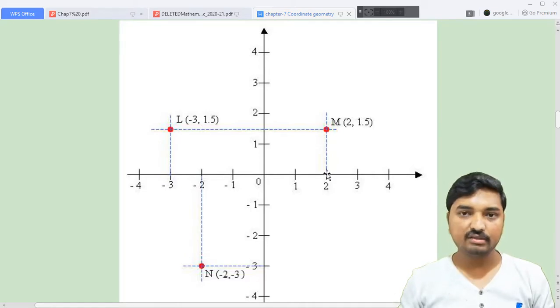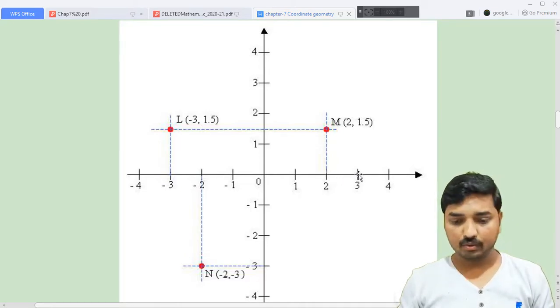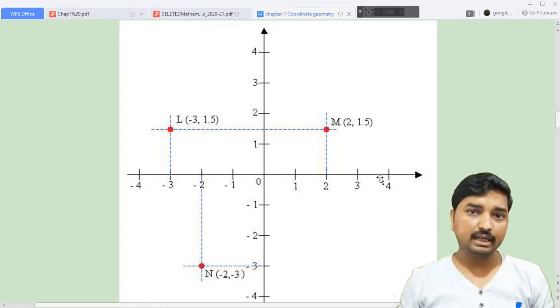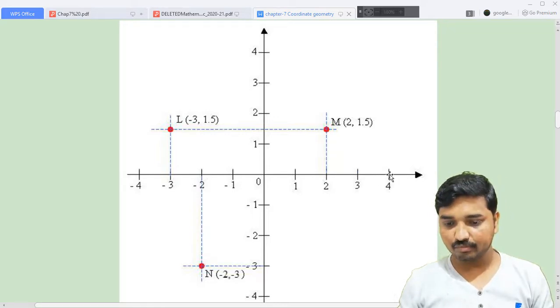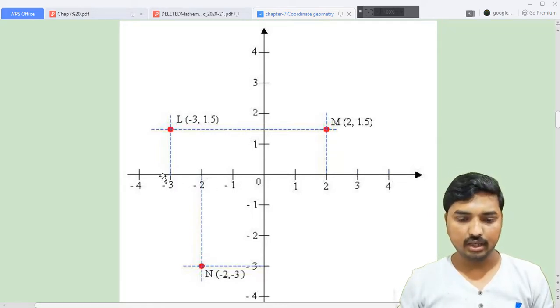Coordinates of this point is 2 comma 0. Coordinates of this point 3 comma 0. Coordinates of this point 4 comma 0, like that. But if you come here, minus 4 comma 0, minus 3 comma 0, minus 2 comma 0, minus 1 comma 0, and this is obviously known to you, 0 comma 0.